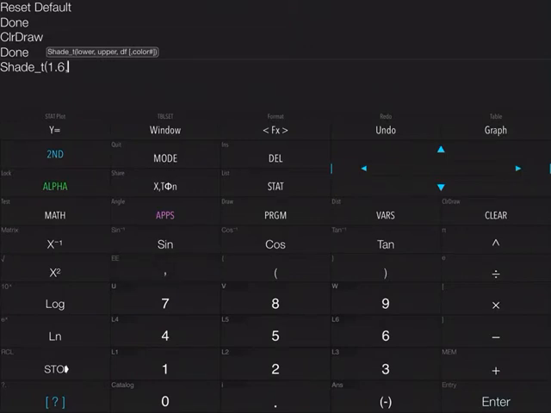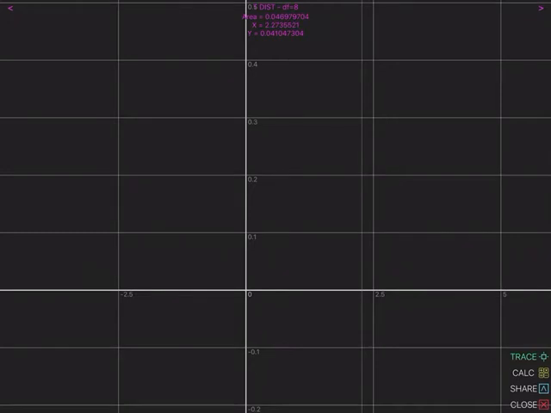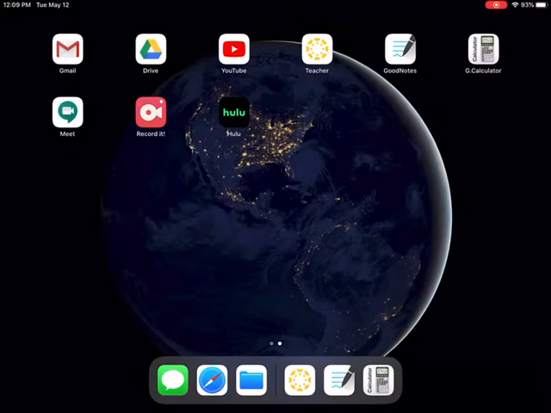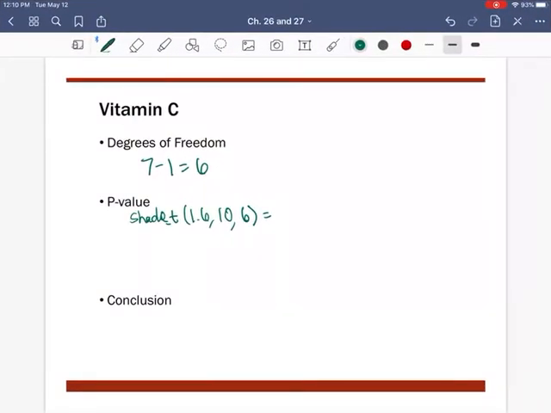I'll just show you really quick, just in case you're still wondering. So you go second, vars, arrow over to draw, choose shade T, and then lower bound is 1.6, upper is 10, degrees of freedom, and then you can just graph it, and yours should show you what it is. I'm not loving this calculator, so let me do it on my real calculator.